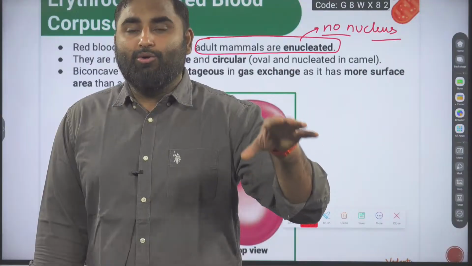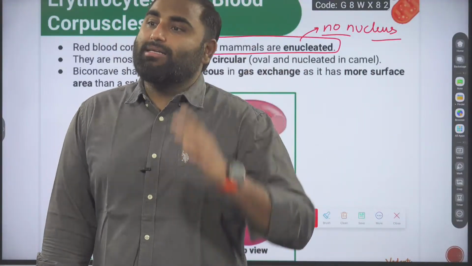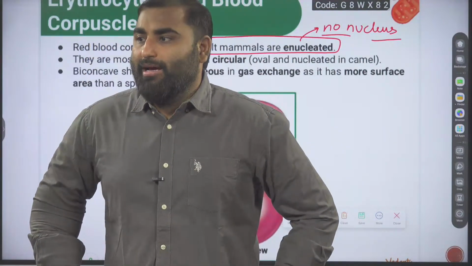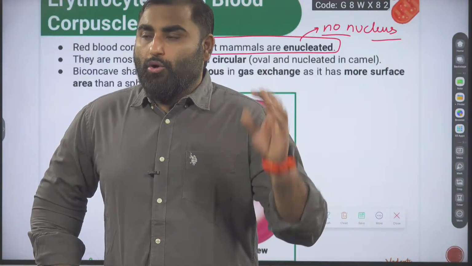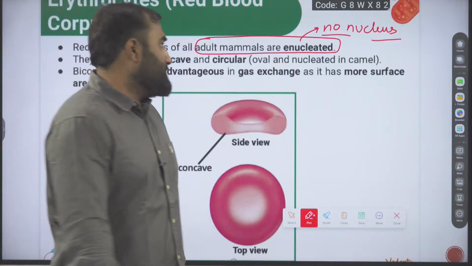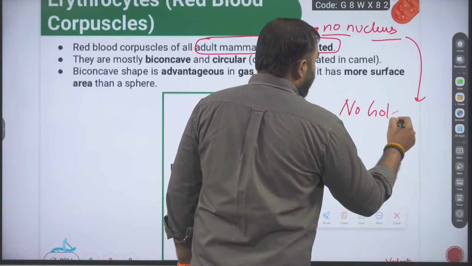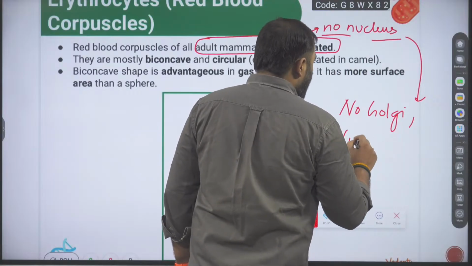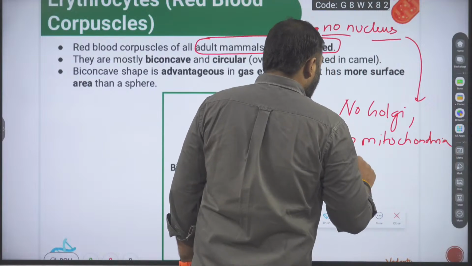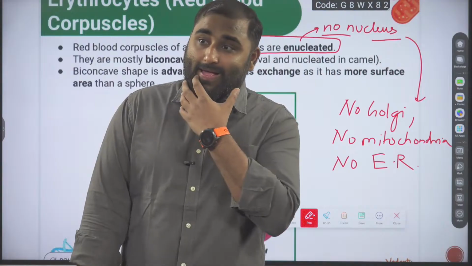Now tell me why the nucleus is removed. Why is our RBC lacking a nucleus? Why doesn't it have the nucleus? Come on. Yes, very good, Ajay. No nucleus, no mitochondria, no Golgi apparatus, no endoplasmic reticulum. Not only is the nucleus absent, no Golgi, no mitochondria, no endoplasmic reticulum. All these organelles are missing.